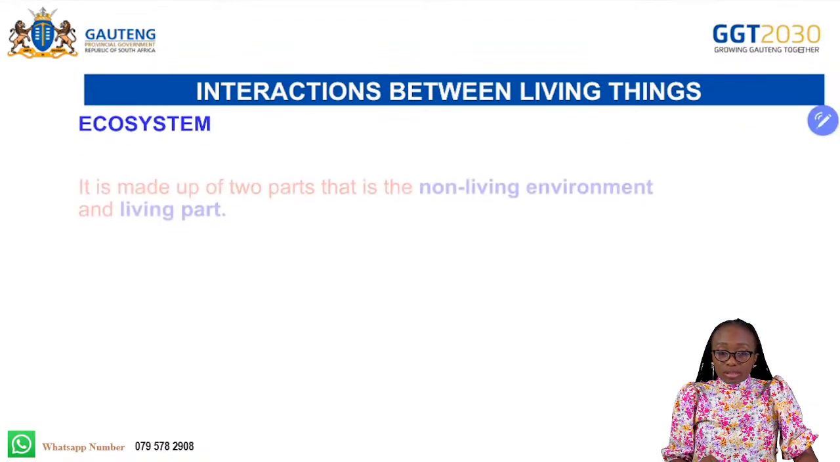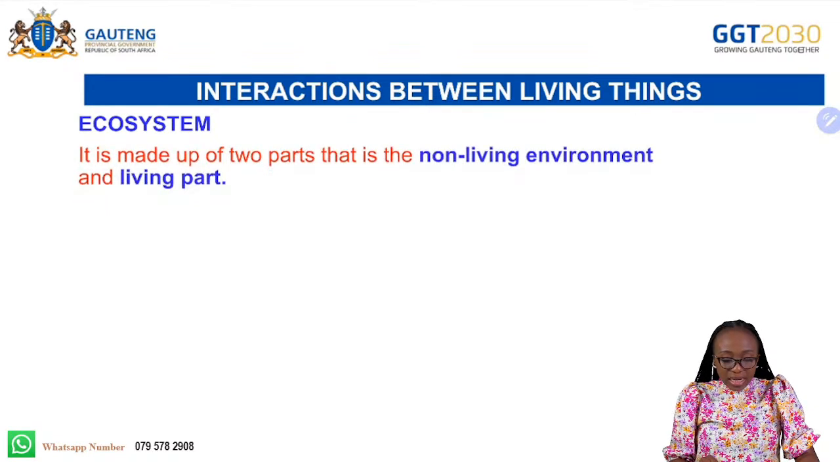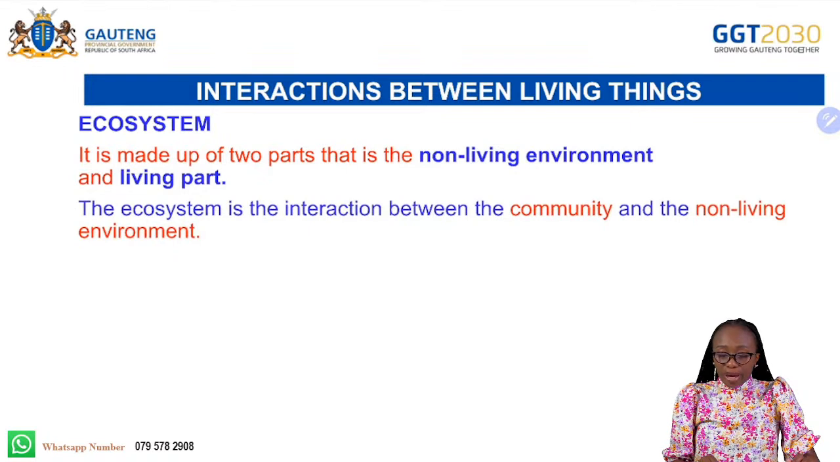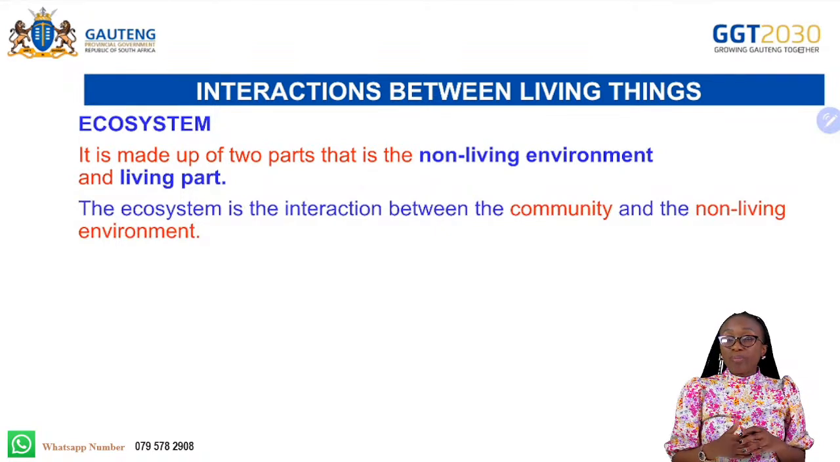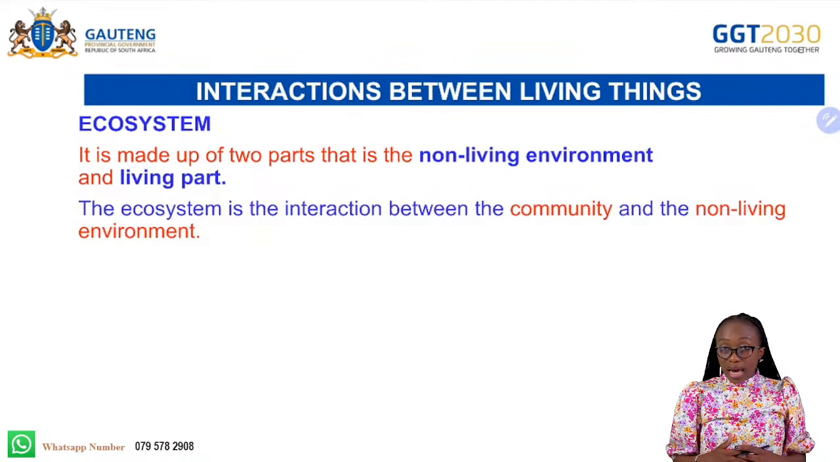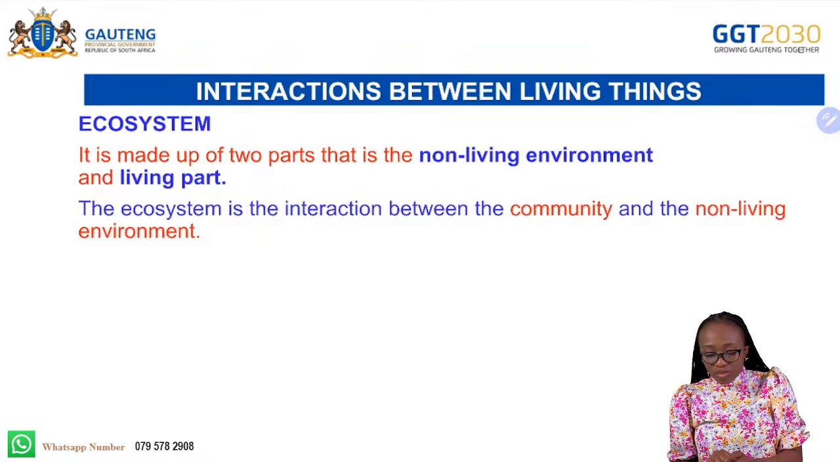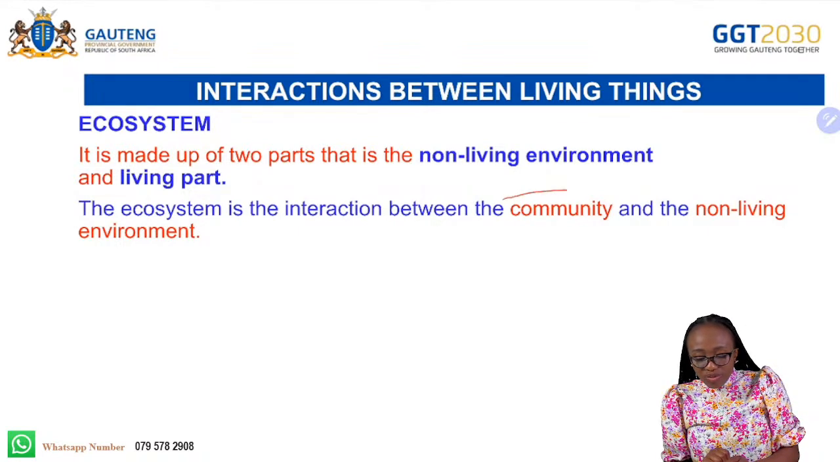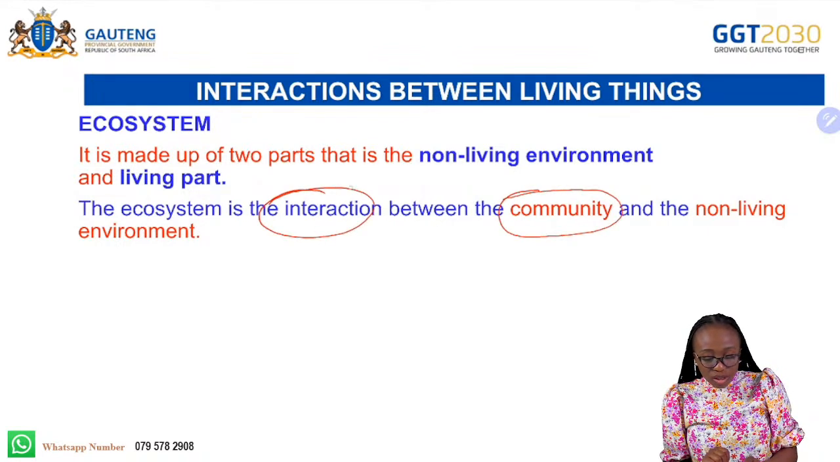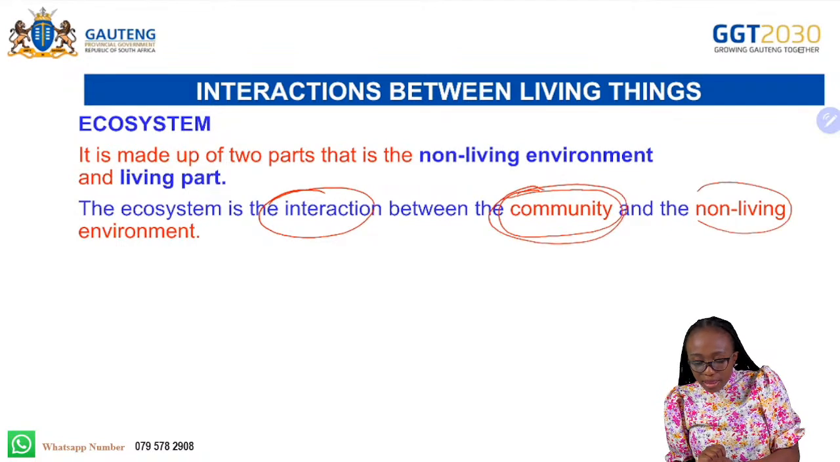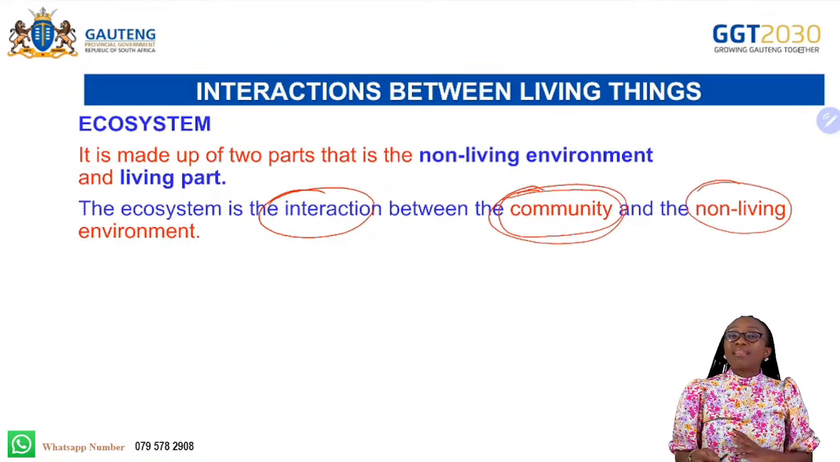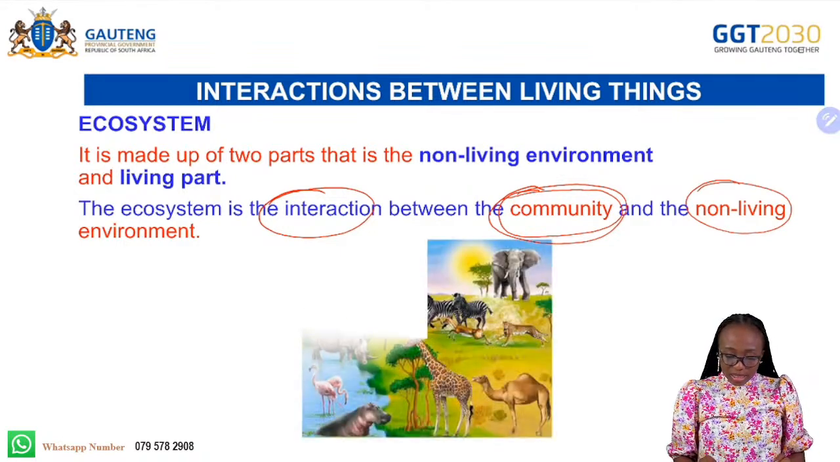Ecosystem. An ecosystem is made up of two parts: the non-living environment and the living part. Those are the two parts that make up an ecosystem. So the ecosystem is the interaction between the community. Remember, we said the community is different populations living and interacting together at the same time. So now the ecosystem refers to the interaction between the community and the non-living environment. How are they interacting? This is the ecosystem.